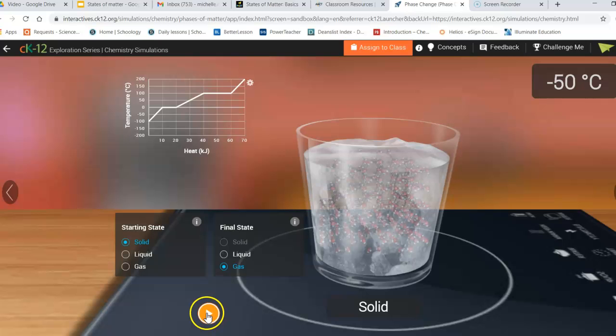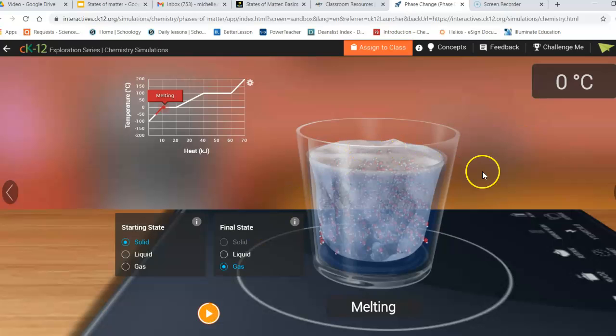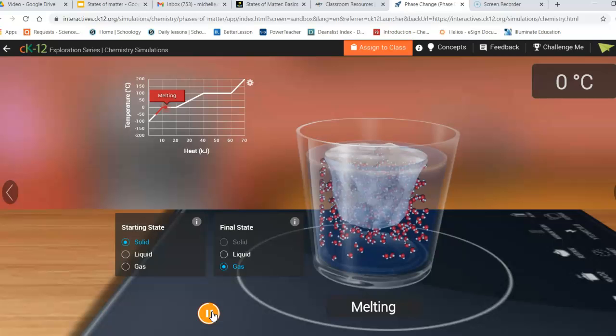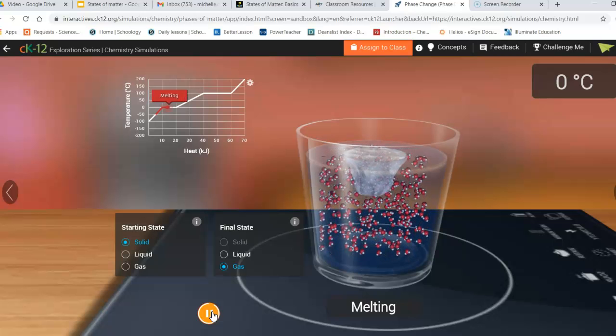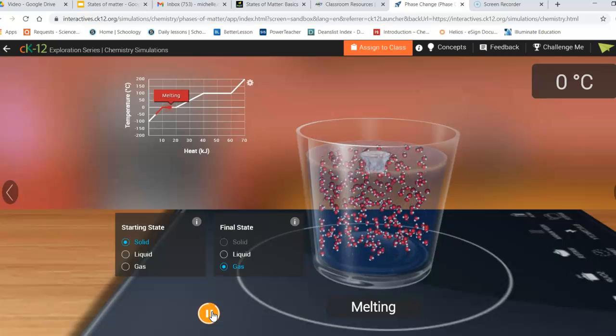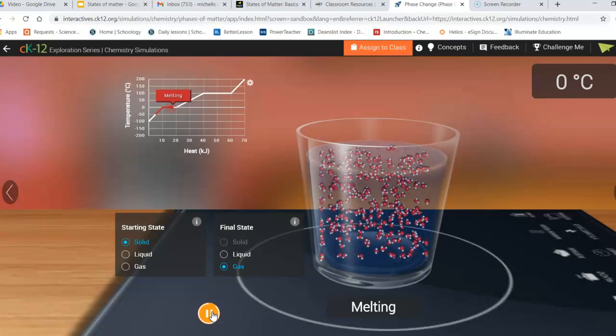So let's do this. As you can see, I just want to walk you through so you can see it. You can see it's a solid and it's increasing in temperature. Right now the temperature is being used to convert from solid to a liquid. So all this energy is being used into melting.